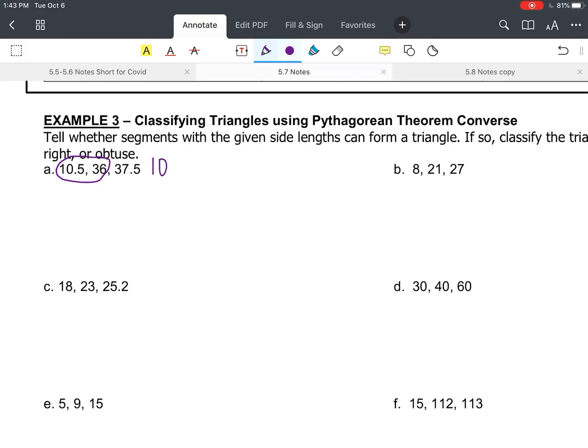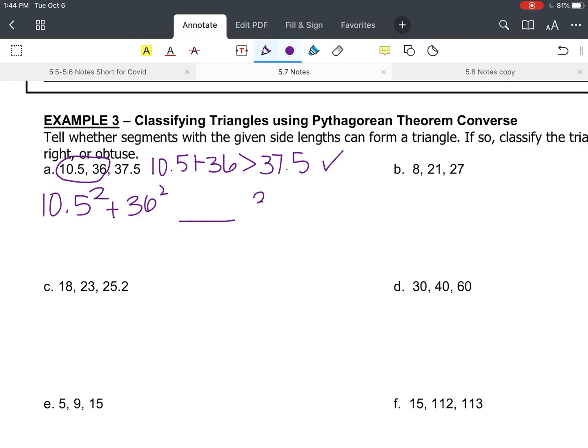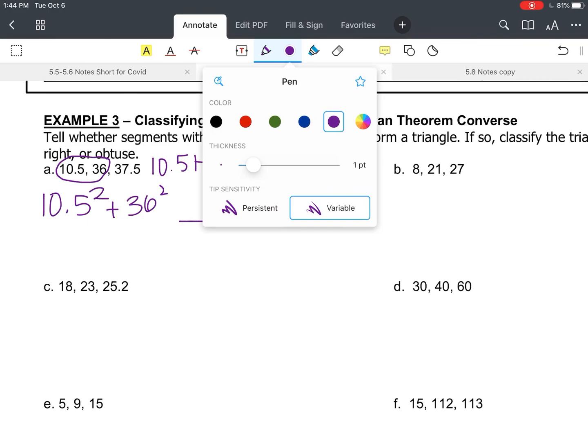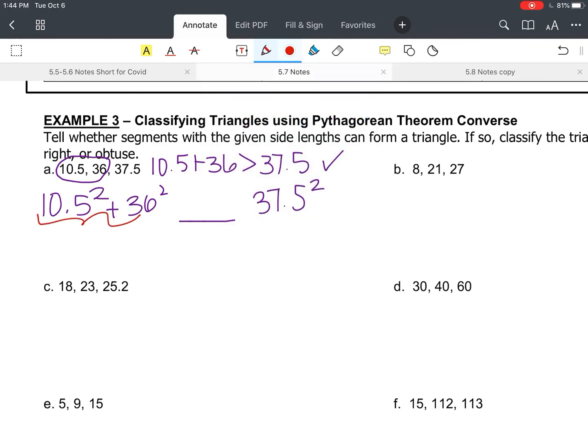So my two smaller sides are 10.5 and 36. So I'm first going to check to see, is it a triangle? Is 10.5 plus 36 greater than 37.5? Well, I don't actually have to find that number out. I know that 10.5 plus 36 will be, so it is a triangle. Now for the Pythagorean theorem converse, I'm going to square everything. So I'm going to say 10.5 squared plus 36 squared. I don't know how it compares, so I'm going to leave that blank, to 37.5 squared.